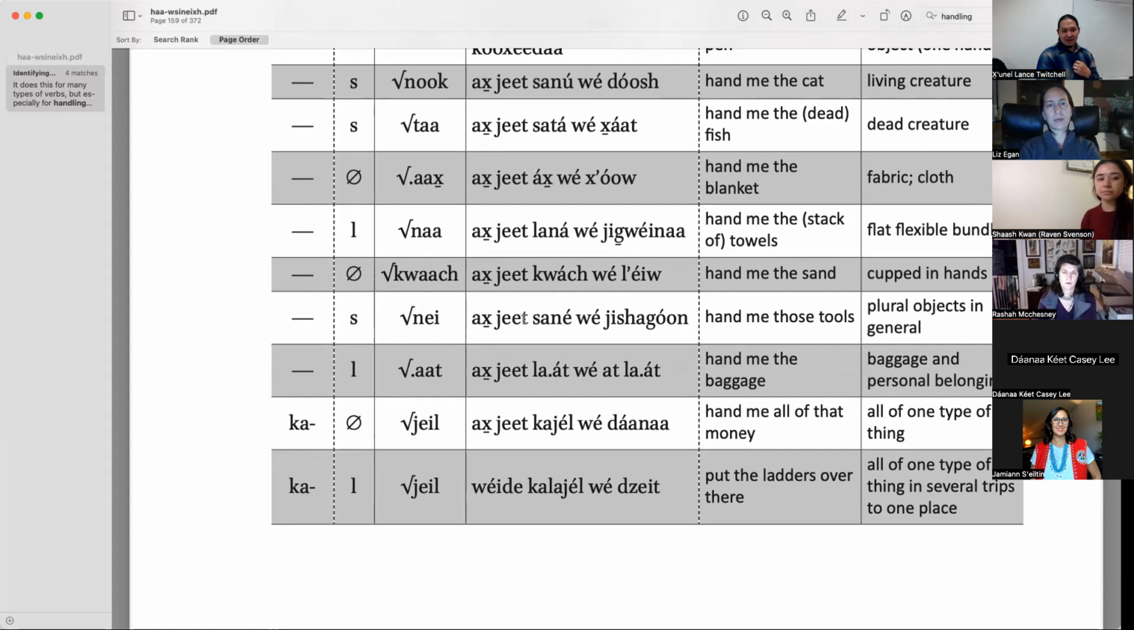Yay sane, oops, there should be a yay right there, my bad, is plural objects, like a whole bunch of different kinds of things, just generally. Sha'at is personal belongings, like luggage. Kajesh would be all of one type of thing, like hand me all those cups over there. And then kashajesh is all of one type of thing that requires several trips.